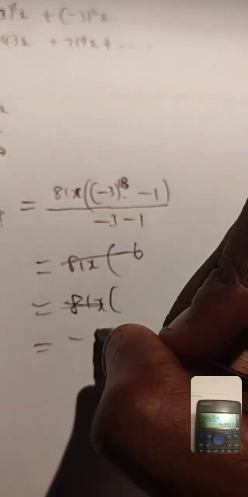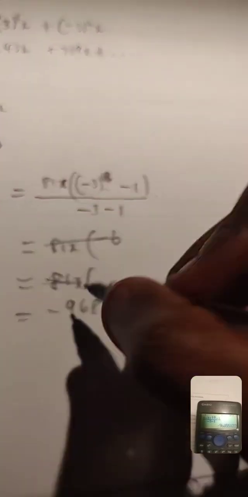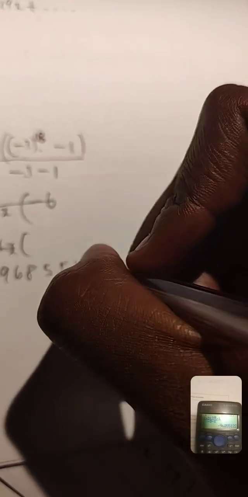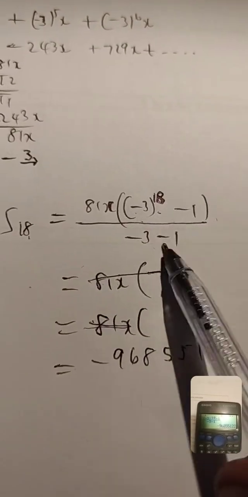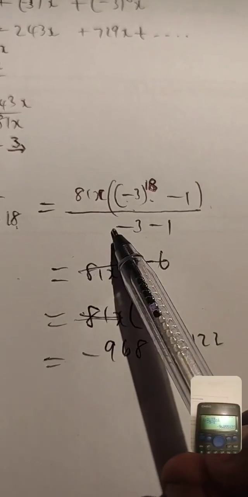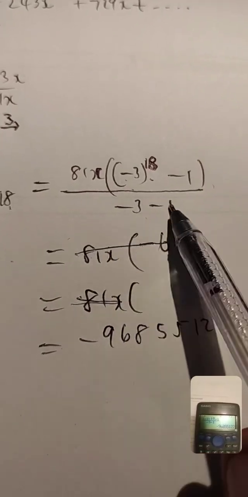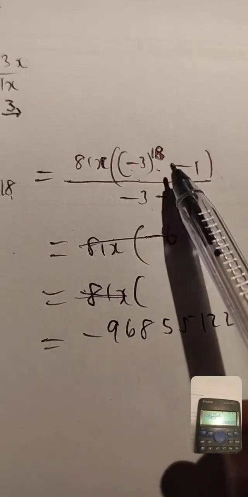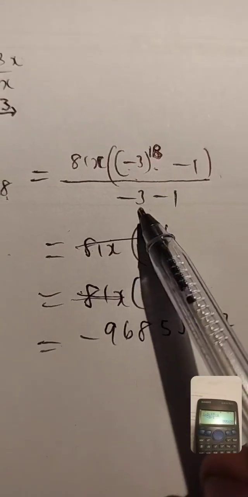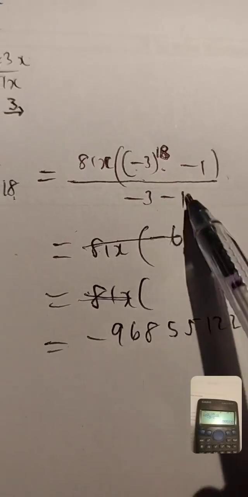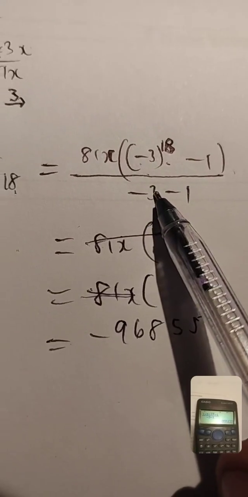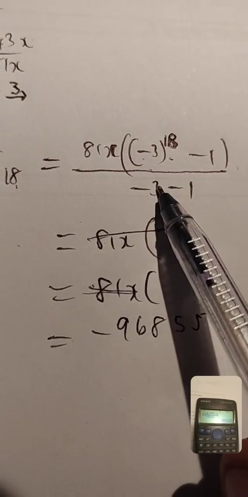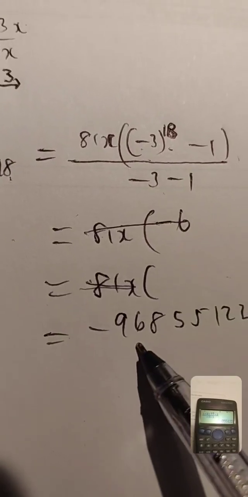Okay, let me see. So you said negative 968555122. That's fine. Okay, so you divided. Basically, you got that answer. You divided it by negative 3 minus 1. Okay, I see. Thank you so much. I see what you did there. Then you took that answer, you divided by negative 4, and then you got that answer that you said there. So that's 9.